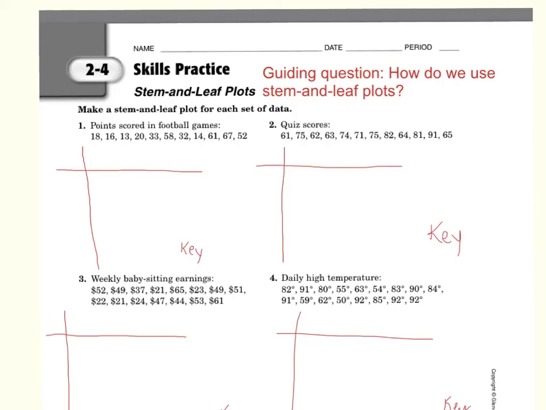This is lesson 2-4, stem and leaf plots, and our guiding question is how do we use stem and leaf plots? And we're going to practice making 2 stem and leaf plots together, and then you're going to do one on your own. We'll do 3 together and you'll do one on your own. So let's look at number 1.